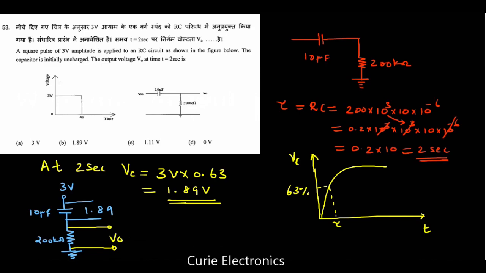V out. It's a series voltage divider with capacitor and the resistor. So we know total applied voltage is 3 volt, and the voltage drop across the capacitor is 1.89 volt. So what is the V out? V out equals 3 volt minus the drop across the capacitor, that is 1.89 volt. So it comes approximately 1.1 volt. So the answer is option C.